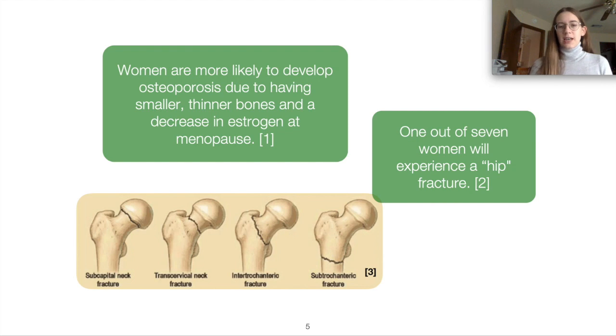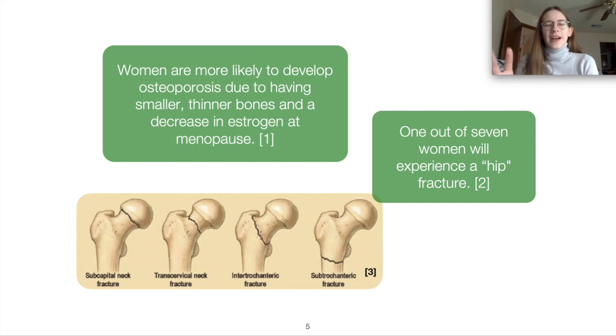So in this project, I'm doing a femur bone. And I'm actually CADing and I'm simulating my own femur bone. And why did I choose this? So women, I'm a woman, are more likely to develop osteoporosis because of the geometry of our bone and also because of some hormonal things. 1 in 7 women will experience a hip fracture.